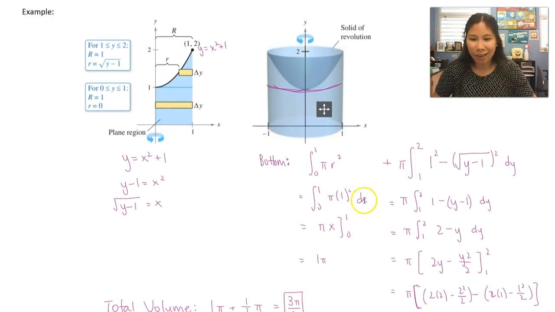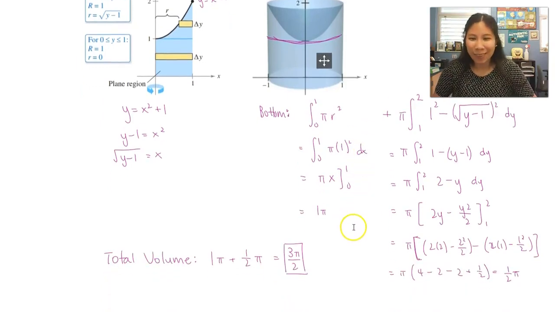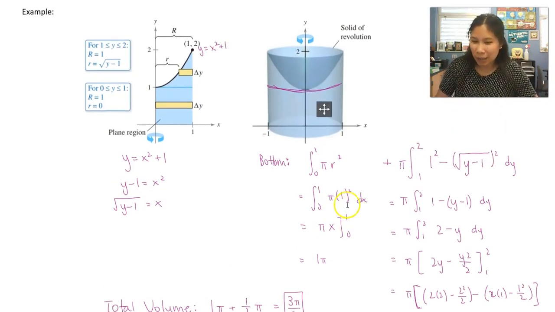Cool. Alrighty. So that's how we do the washer method when we're rotating. And the easiest way to tell when you do washer method is from the original graph, wherever your shaded region is, wherever you rotate around, if there's a gap at any part, you're going to need the washer method. So that's the easiest way to tell.